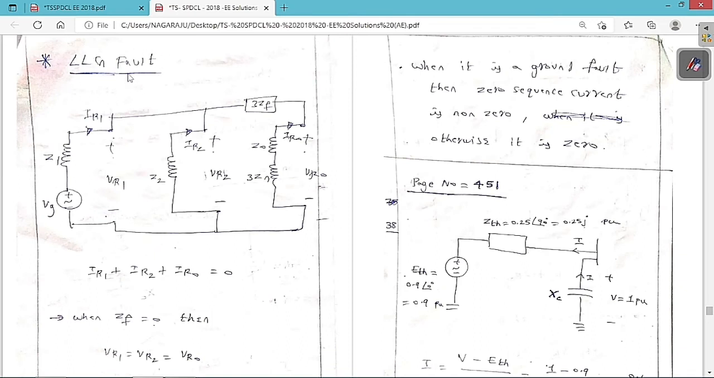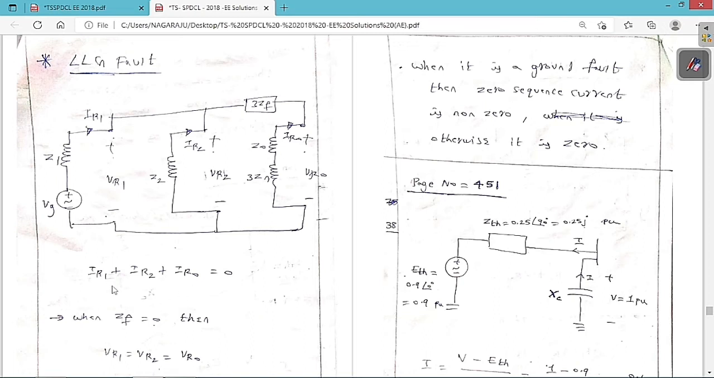Based on this only the question was asked. So now I will discuss what the LLG fault is. In an LLG fault, all the sequence networks are going to connect in parallel with an impedance of 3ZF here. This is the positive sequence network, negative sequence network and the zero sequence network: Z1, Vg, plus or minus VR1, IR1; Z2, IR2, plus or minus VR2; Z0, Zn, IR0, plus or minus VR0. If you apply KCL at this junction, IR1 plus IR2 plus IR0 is equal to 0. If ZF is equal to 0, then VR1 is equal to VR2 is equal to VR0. If ZF is not equal to 0, then VR1 is equal to VR2 only.